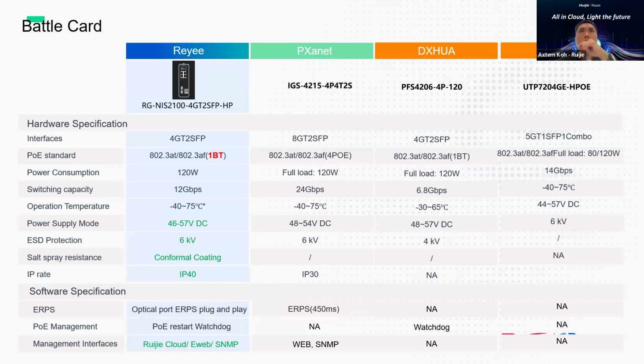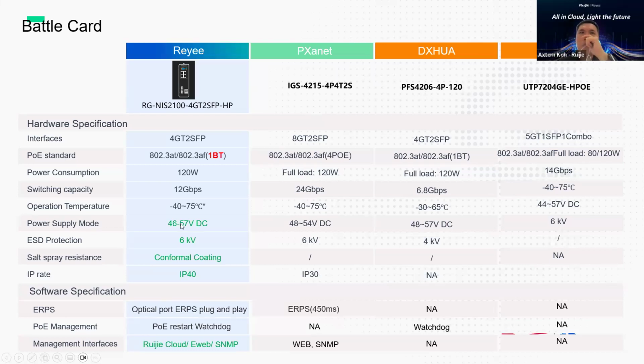Okay, and how about 4-port in the market, right? So for Reyee, we do have the 4-port industrial switch, the NIS 2100, and it comes with 4 copper ports. And for Planet, it will be the 4215, Dahua will be 4206, and Utepo will be 7204.